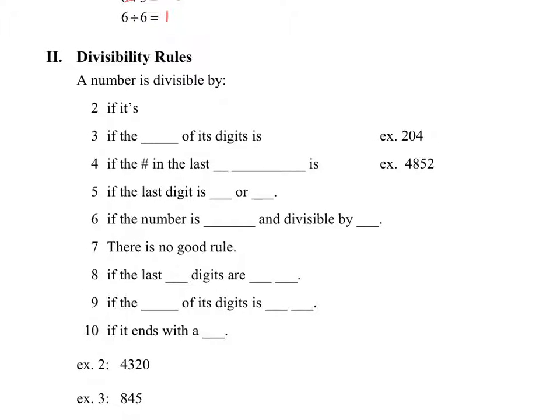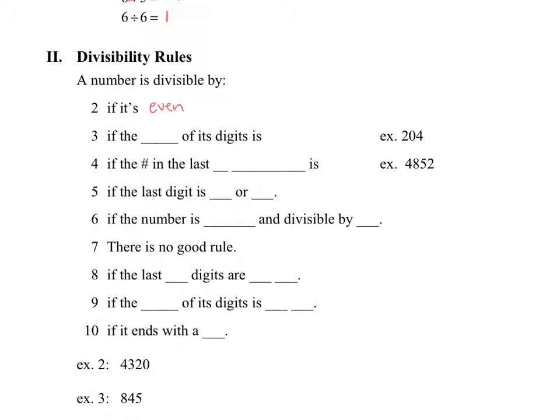Here are some divisibility rules. These are helpful for knowing if something is a factor of something else. The rule for 2: a number is divisible by 2 if it is even. So 2, 4, 6, 8, 10, 12, 262, that's an even number. 265 is not an even number.